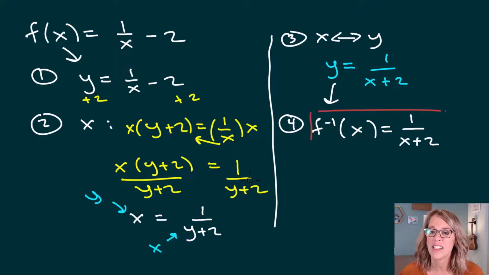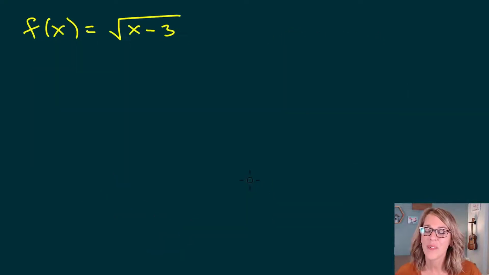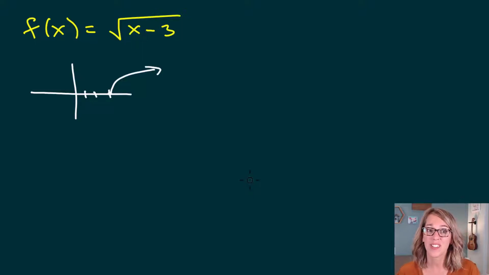Now, sometimes we need to think about the domain and make sure it lines up with our inverse function. In the next one, we're going to have to think about that domain. Here it comes. So in this one, I want to find the inverse function of the square root of x minus 3. Now, if I take a look at what the square root of x minus 3 looks like, it's going to be my square root function shifted over to the right by 3. 1, 2, 3. You can also check that domain algebraically, but it looks like this.